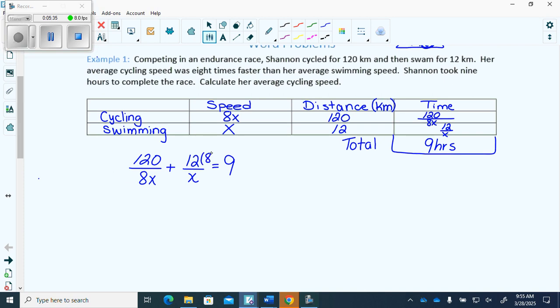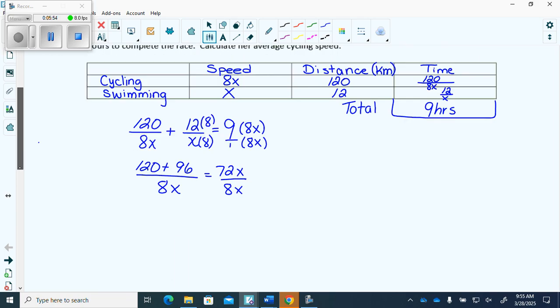This one we're going to have to multiply by 8. And this one we're going to have to multiply by 8x to get a common denominator. So we're going to get 120 plus 96 over 8x equals 72x over 8x. What's 120 plus 96?